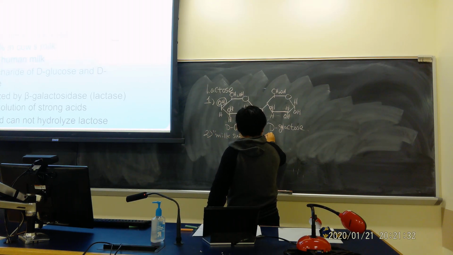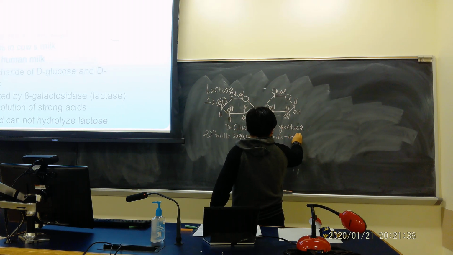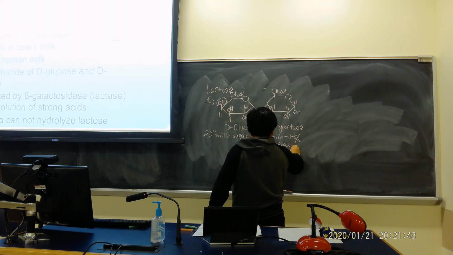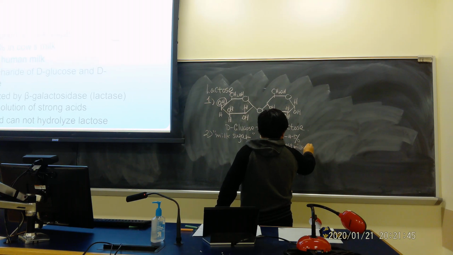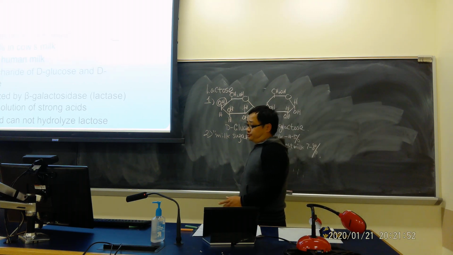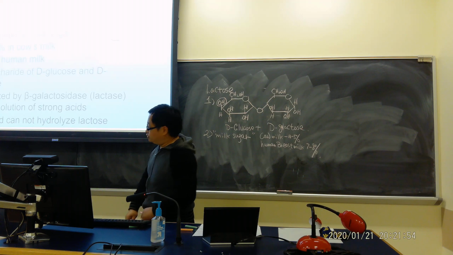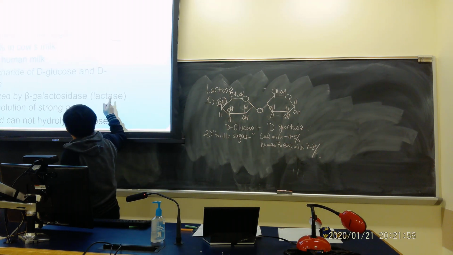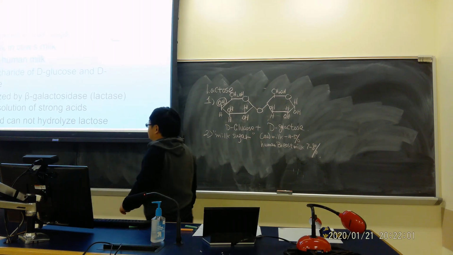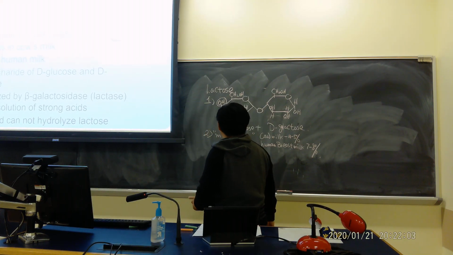About cow milk, 4 to 5%. Human breast milk, around 7 to 8%. To use the lactose, you must have lactase or beta glycosidase. You must have that. Okay?